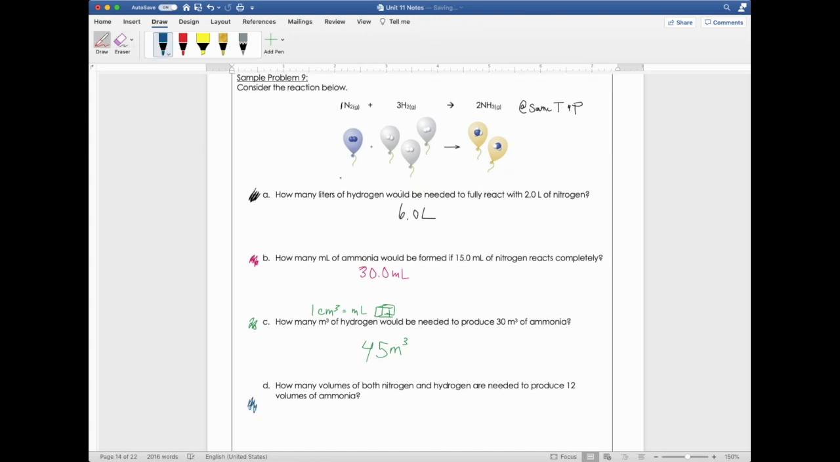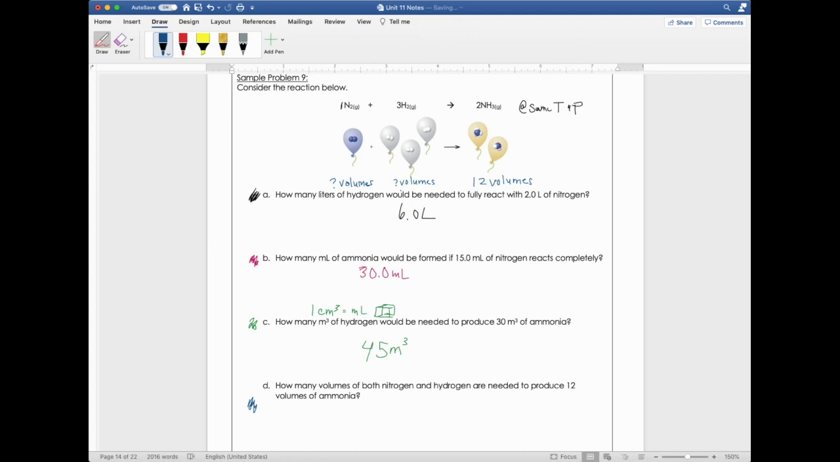So let's try D. D's in blue. How many volumes? Notice here, there's not even a unit. We're just going to work in units of volumes in this case. How many volumes of both nitrogen and hydrogen are needed to produce 12 volumes of ammonia? Again, try to simplify this as best as you can.